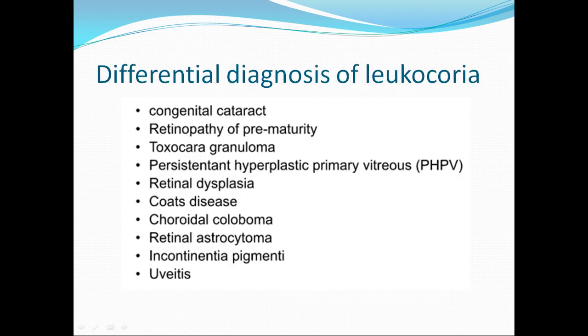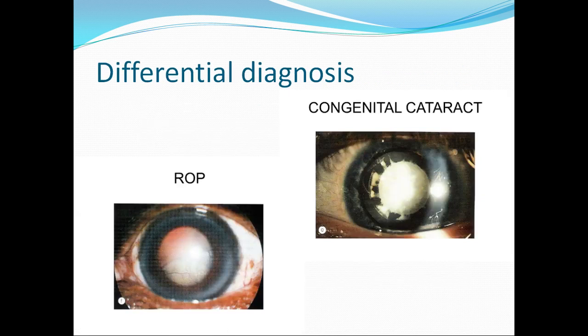The differentials of RB are congenital cataract, retinopathy of prematurity, toxocara granuloma, PHPV, retinal dysplasia, Coats disease, choroidal coloboma, retinal astrocytoma, incontinentia pigmenti and uveitis. We will see a few of the differentials.